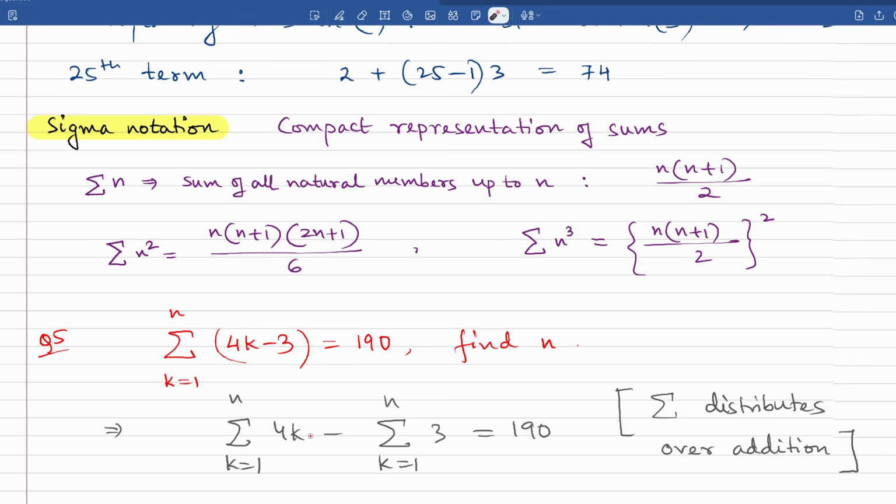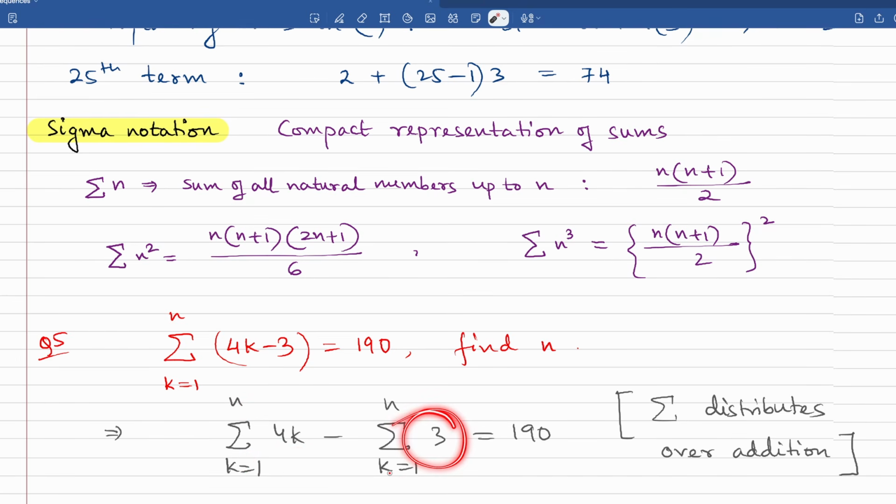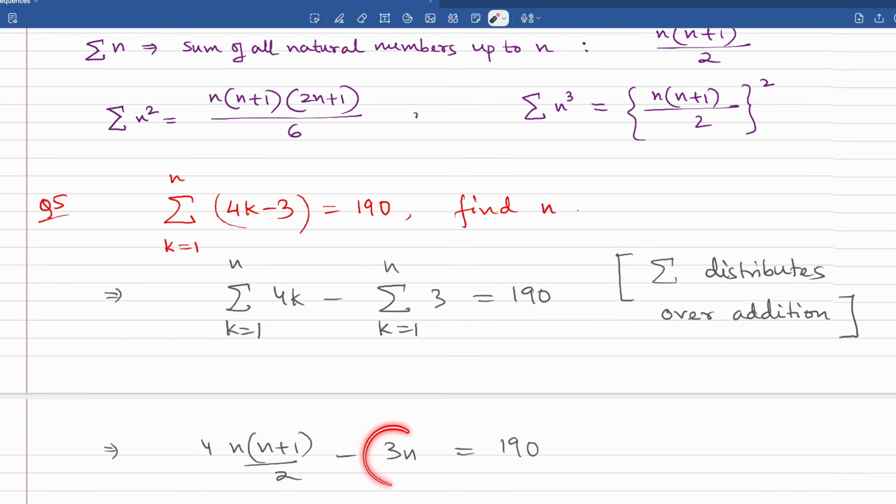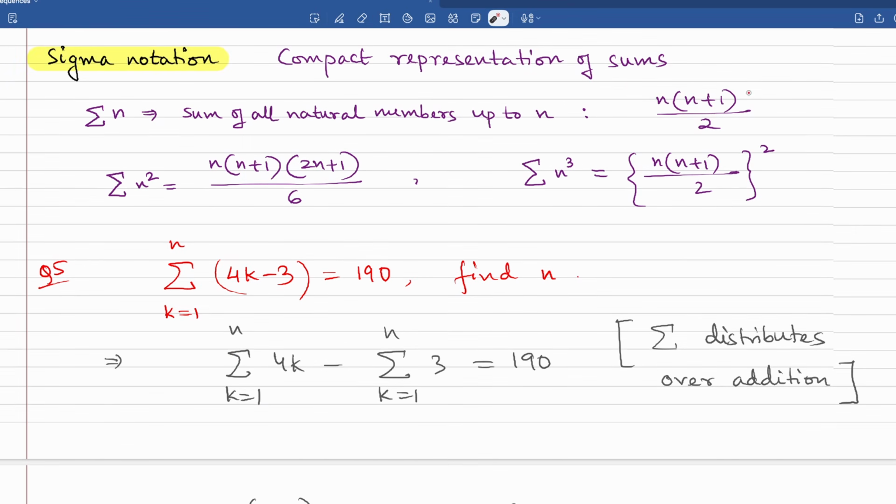Let us solve the sum in sigma notation format first. So basically, you separate these because sigma distributes over addition. You get sigma k is equal to 1 to n 4k, and sigma k is equal to 1 to n 3. If you add 3 n times, you just get 3n, right? And 4 will go out of the sigma because it's a constant. Then sigma k is equal to 1 to n of k will just become this formula, so n into n plus 1 by 2.